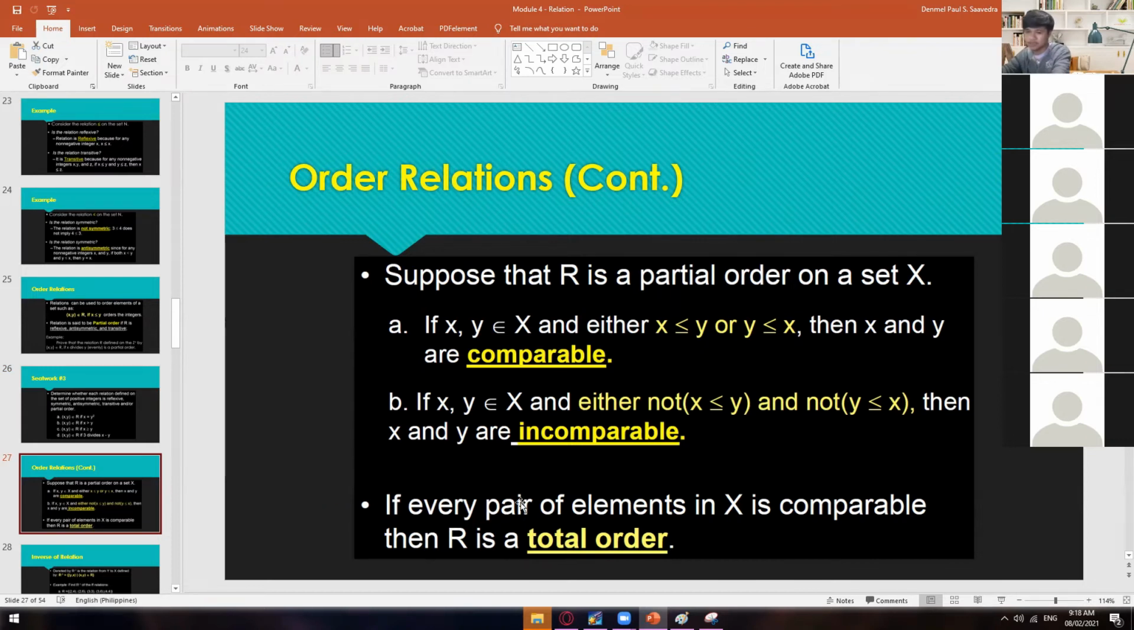This one is super easy to understand. Again, just take note on this condition: xy, you should have yx. So this one is actually the same with symmetric. So if it's symmetric, then that one is a total order.